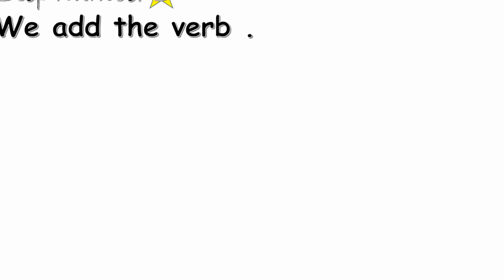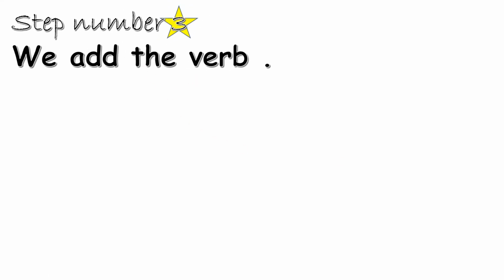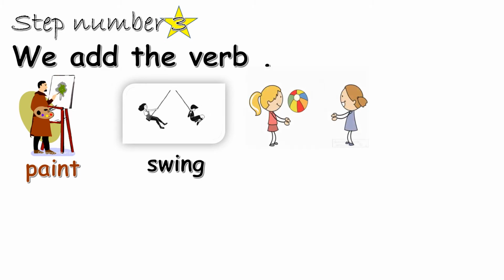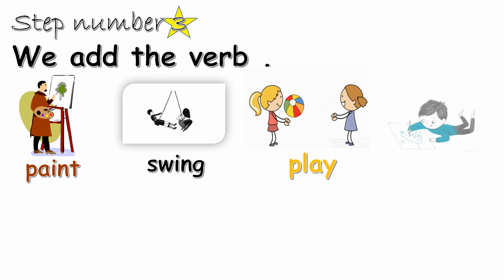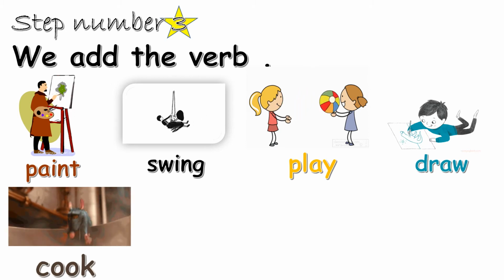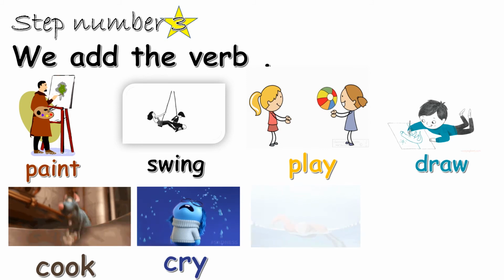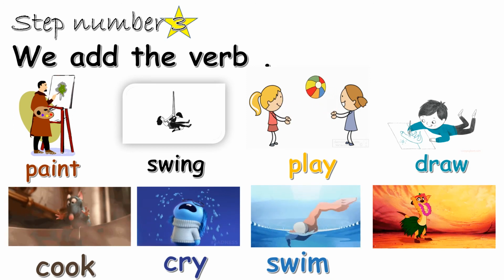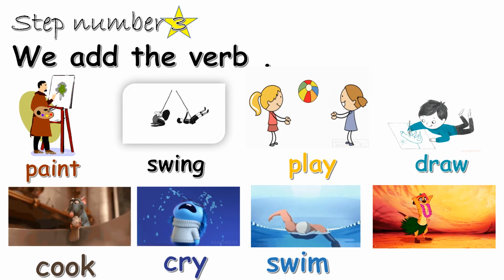Let's move to step number 3. We add the verb. The verb here means action, something I do. For example, do you know what this man is doing? Excellent, paint. What are they doing? Excellent, swing. Play, draw, cook, cry, swim, dance.